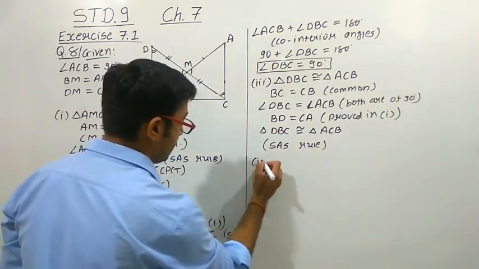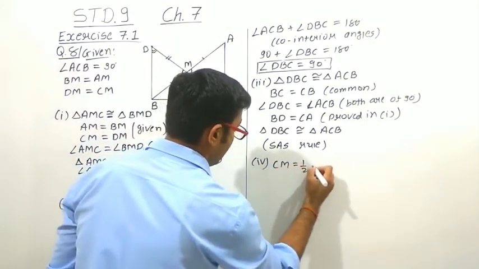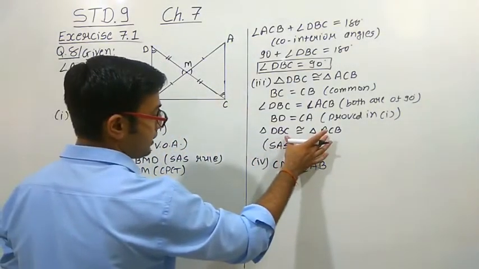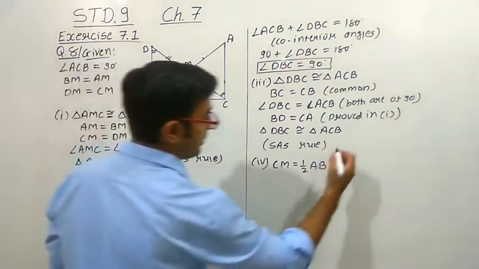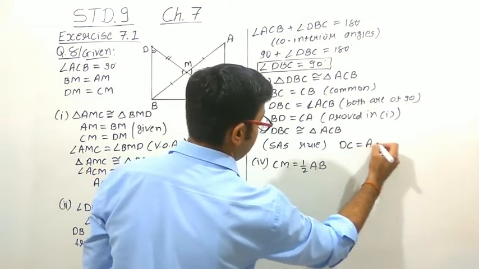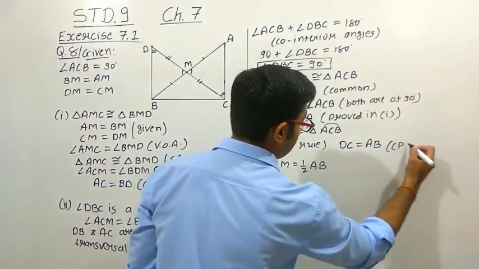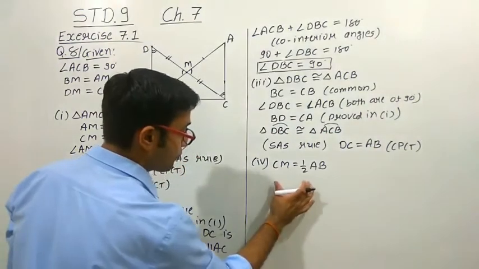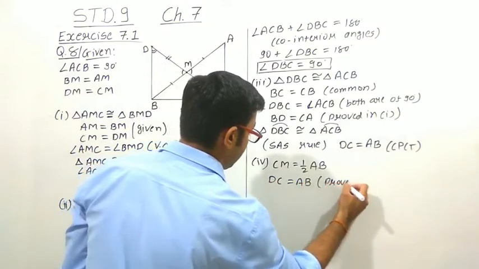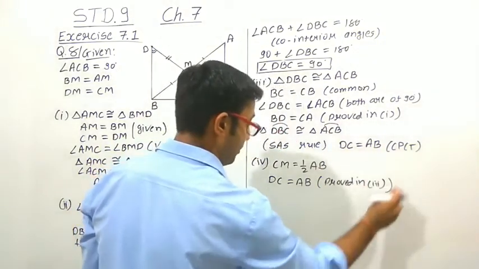Okay, now let us see the fourth condition that we have to prove, which is CM is equal to 1/2 of AB. Right? As we have proved here that the two triangles are congruent, we can write down that DC side is equal to AB side by CPCT. This condition we have to use here, that BC is equal to AB. This we have already proved in the third, right? This condition we are using here.